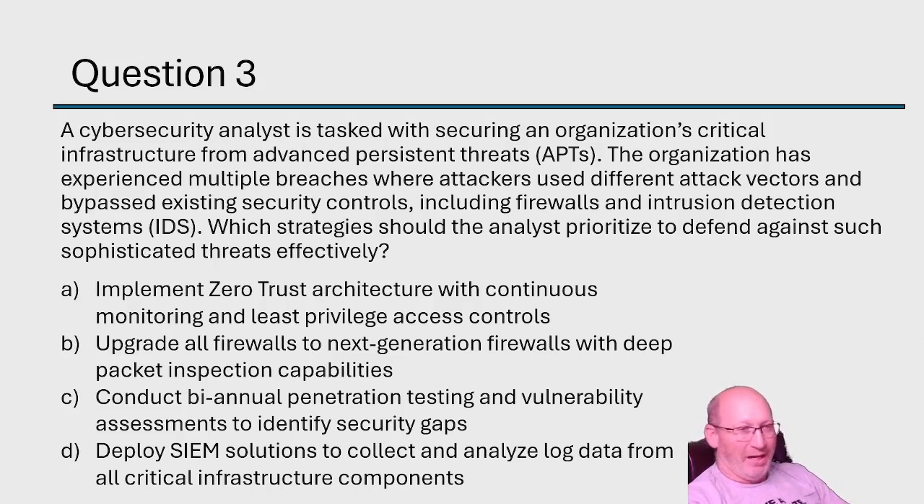All right, let's answer this question. If you need more time, of course, you can pause the video. A cybersecurity analyst is tasked with securing an organization's critical infrastructure from advanced persistent threats. The organization has experienced multiple breaches where attackers use different attack vectors and bypass existing security controls, including the firewalls and intrusion detection systems. Which strategy should the analyst prioritize to defend against such sophisticated threats?